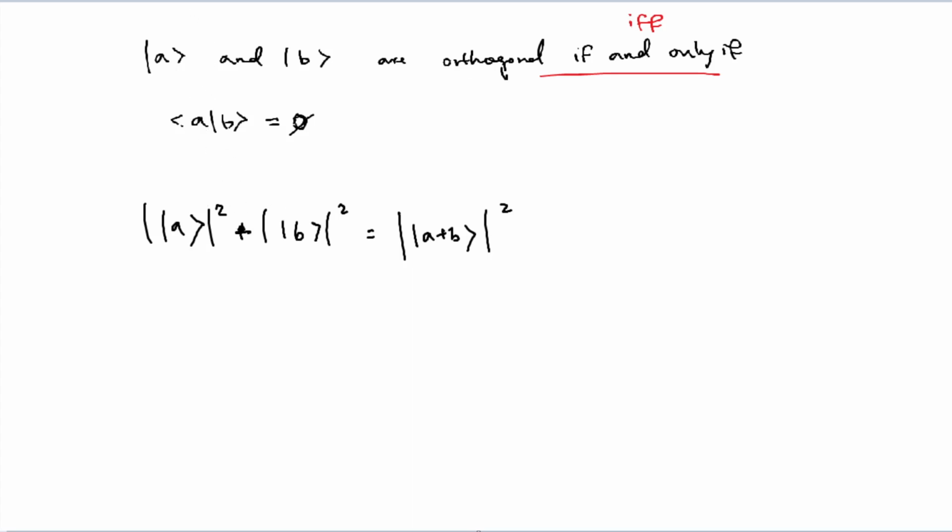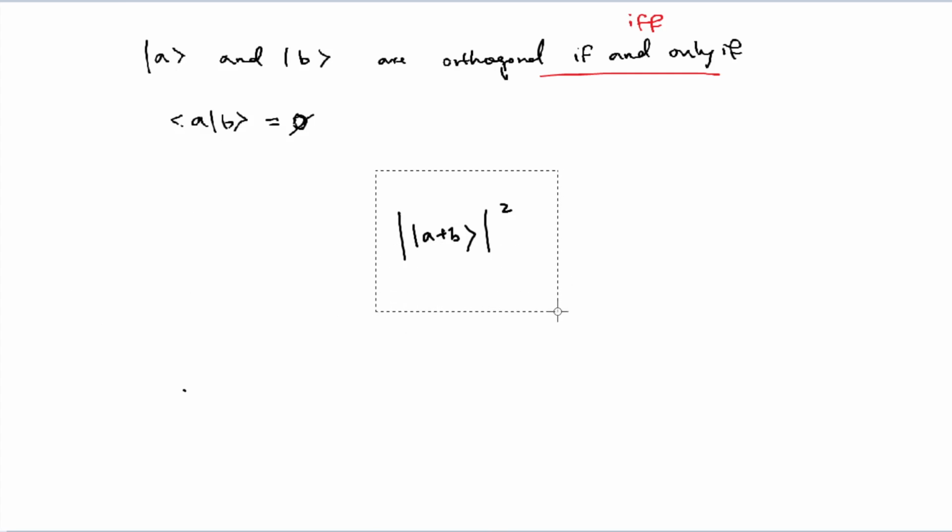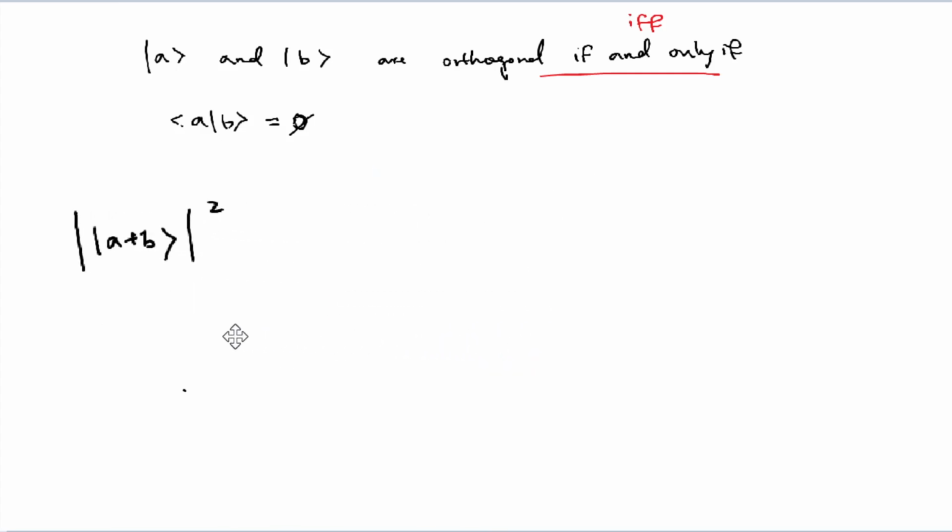Now, let's ignore this side for now. This is quite easily broken down. We can see it's quite straightforward. And let's take a look at this specific portion that we have here.